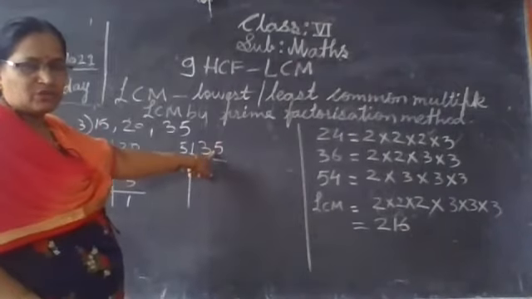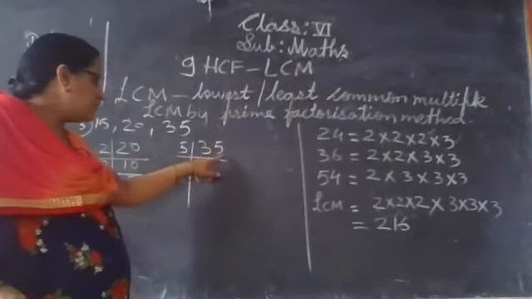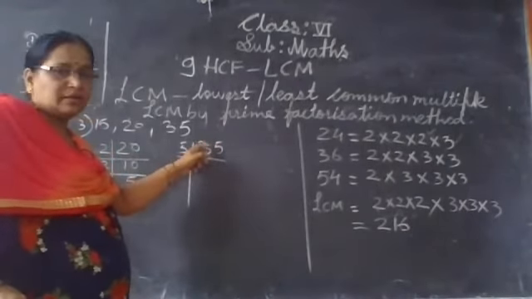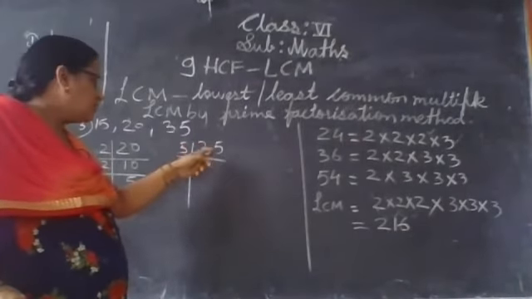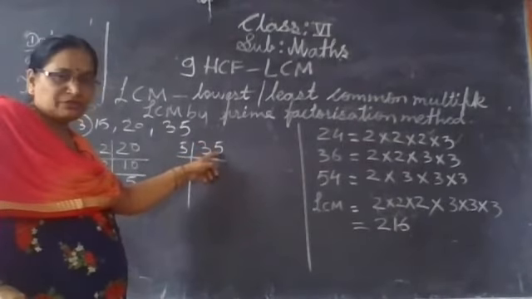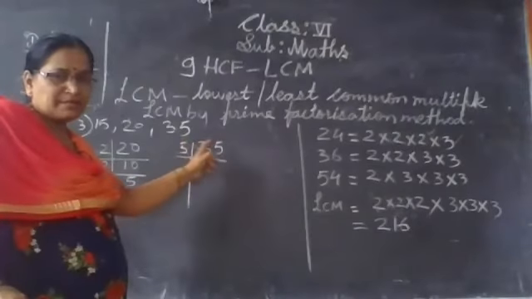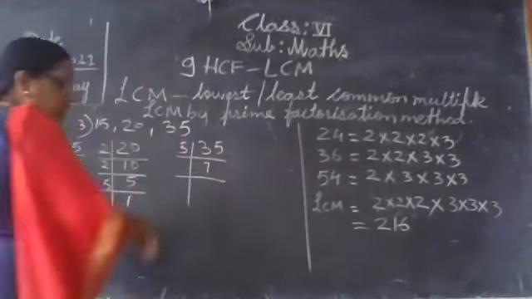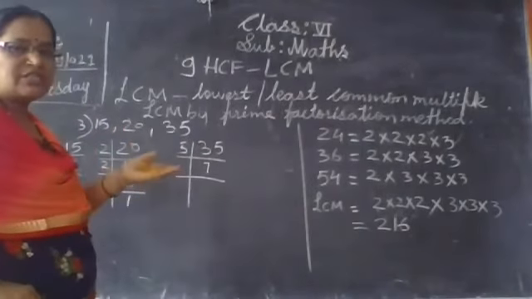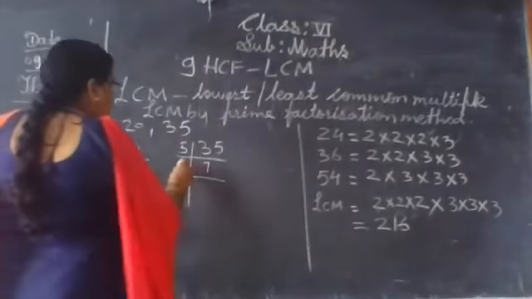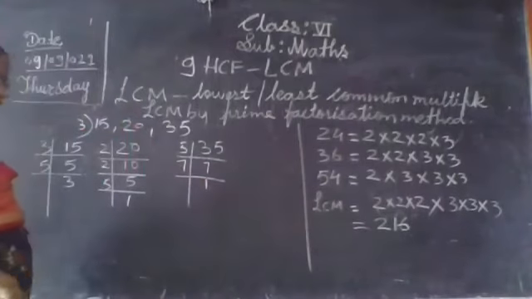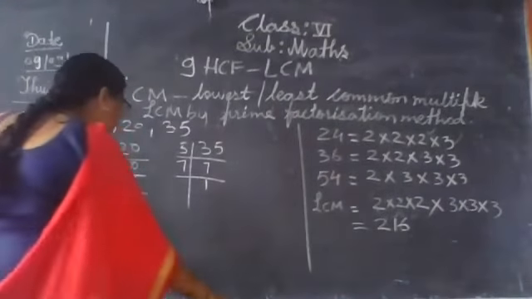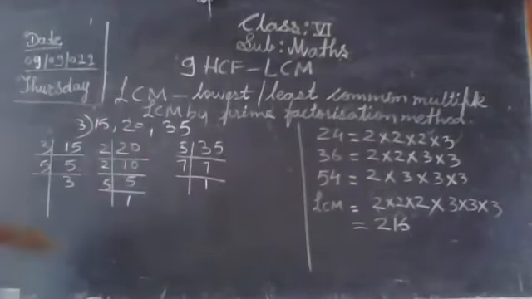35. See, the unit digit is 5. Okay, so it is an odd number, so it is not a multiple of 2. Also, it is not a multiple of 3. And the next prime is 5. 5 7s are 35. See, children, the remainder is 7. So 7 is also a prime number. So we will divide this 7 by 7 to get 1. Got it, children? Okay. So now we will write all the factors of 15, 20, and 35.